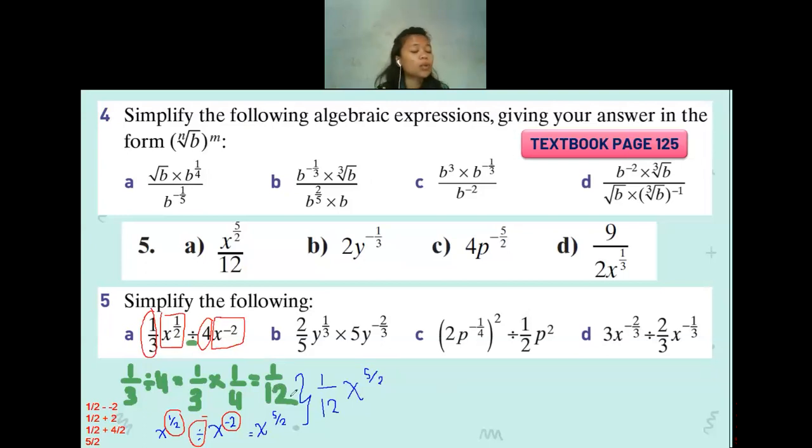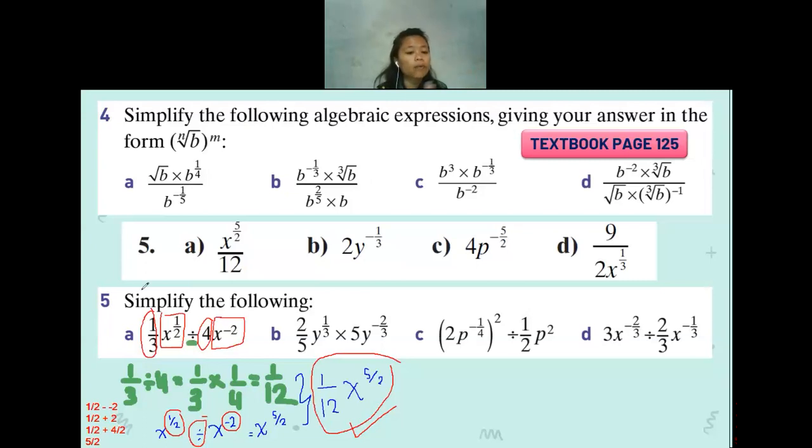So now for the numbers we have a half. For the letters we have x to the power of 5 per 2. So we can combine them. You can write it as 1 per 2 times x to the power of 5 per 2. If you write it like this it is already correct. But you also can simplify like what I did in the final answer.